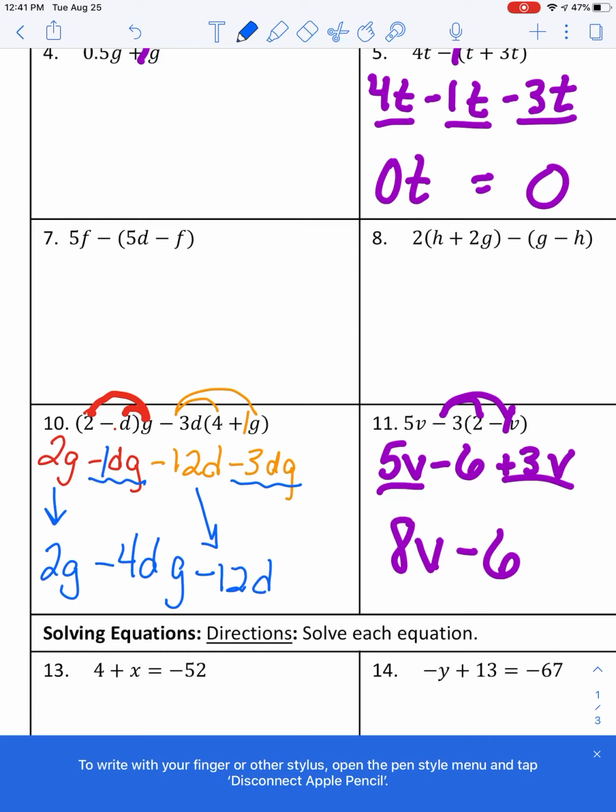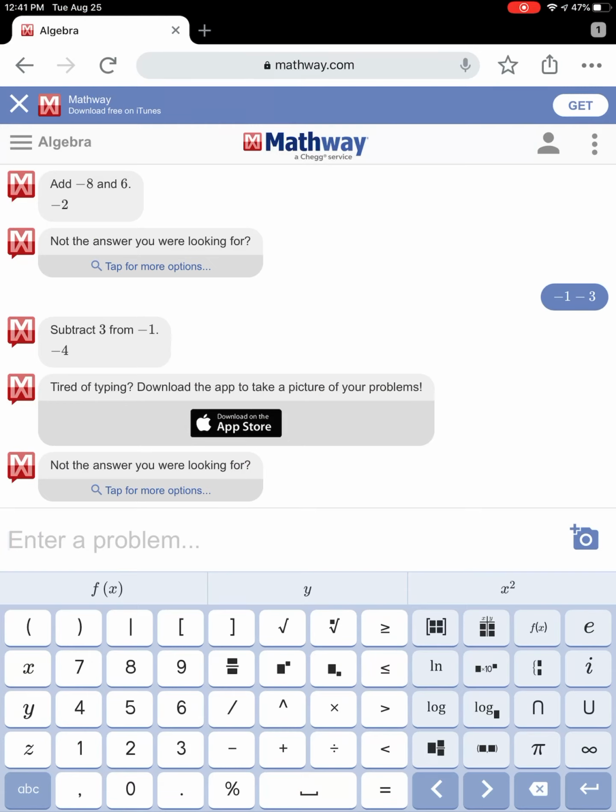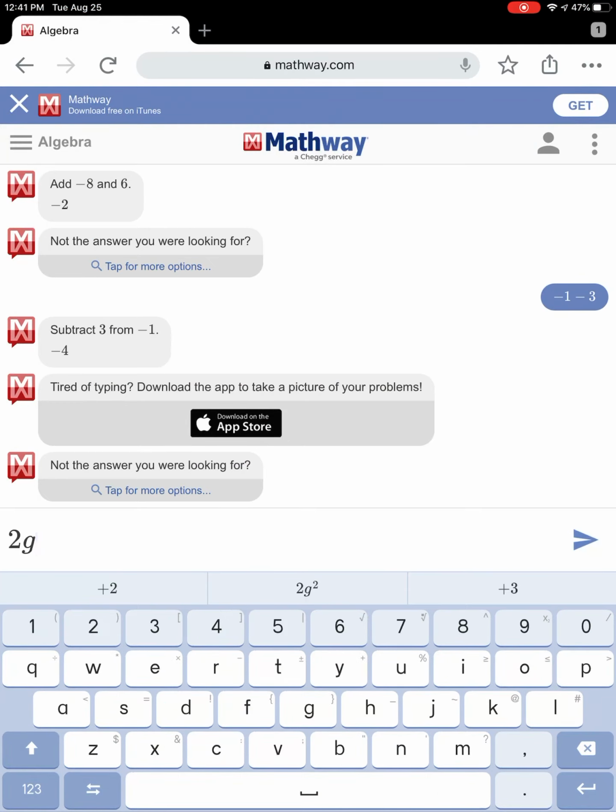Now, something that you can do is if you're like, oh, I don't know if these go together, well, Photomath can be very helpful for you. I'm not encouraging you to cheat by any means, but definitely use your resources. So watch this. If I type this into Photomath: 2g minus 1dg, what else is on there, guys?